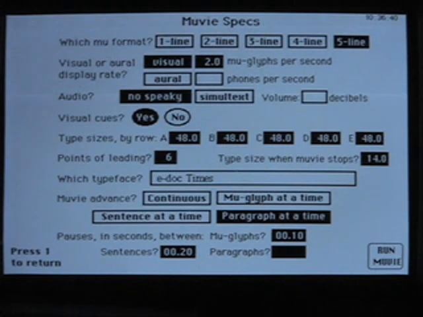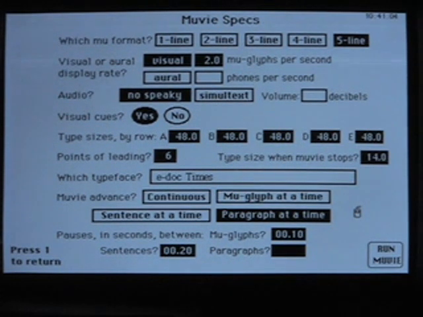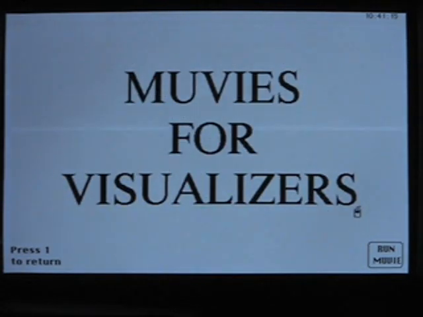As you can see in this panel, the next movie is a 5-line movie presented at a visual display rate of 2 frames per second with no speech sounds but with visual cues and set in 48-point type. Its title is Movies for Visualizers.